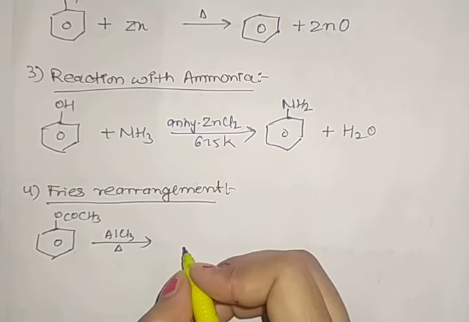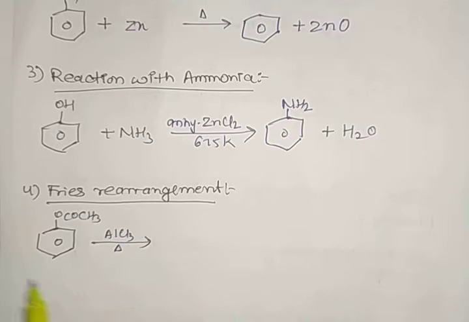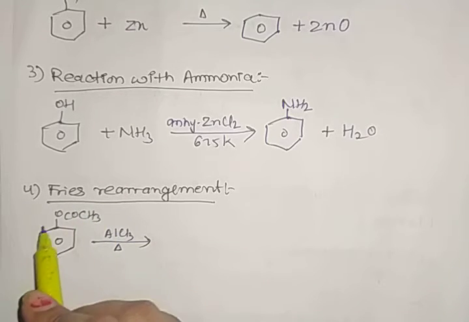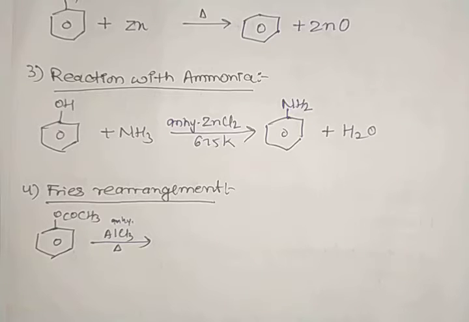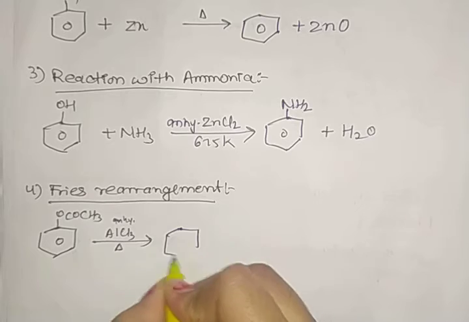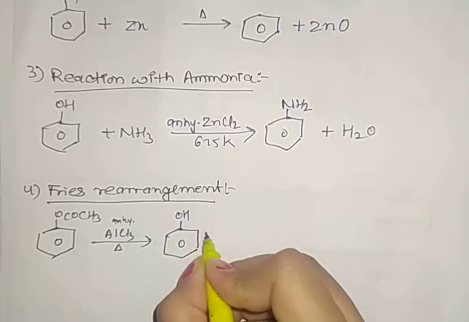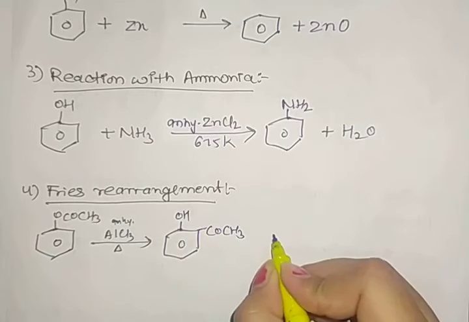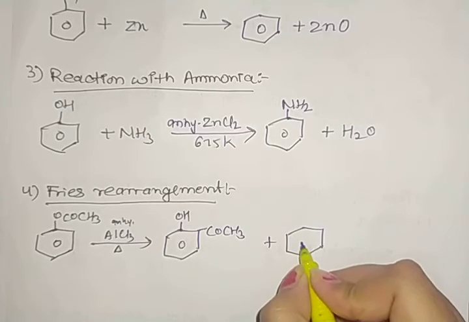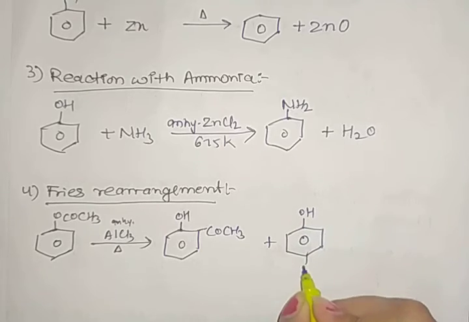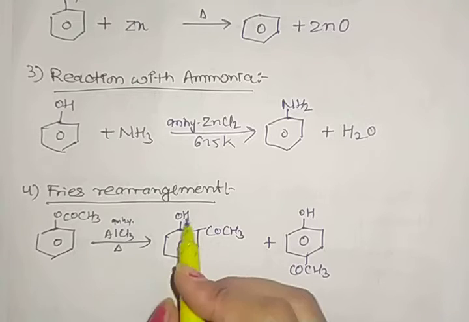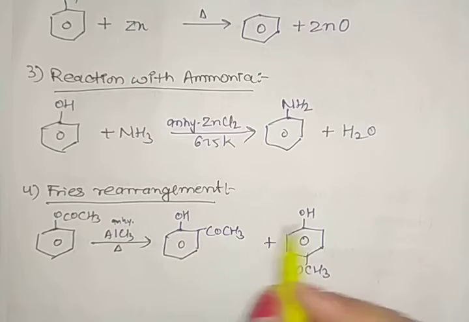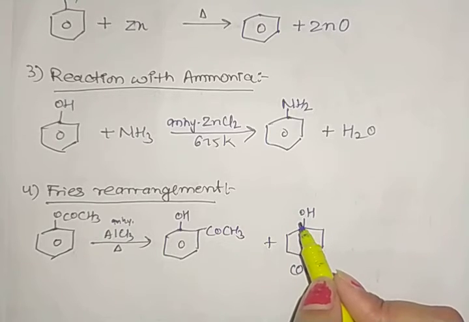Next we have Fries rearrangement. Now what is Fries rearrangement? This is a phenyl acetate. When we are heating phenyl acetate in the presence of anhydrous aluminium chloride, it undergoes rearrangement, and what it forms here we have OH and COCH3. It will give us isomer products, that is para and ortho isomers. So the name of that compound is orthohydroxy acetophenone, and this is the para hydroxy acetophenone.